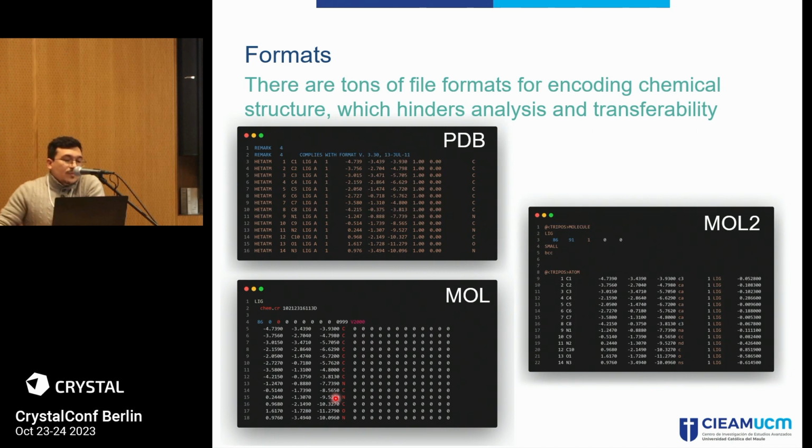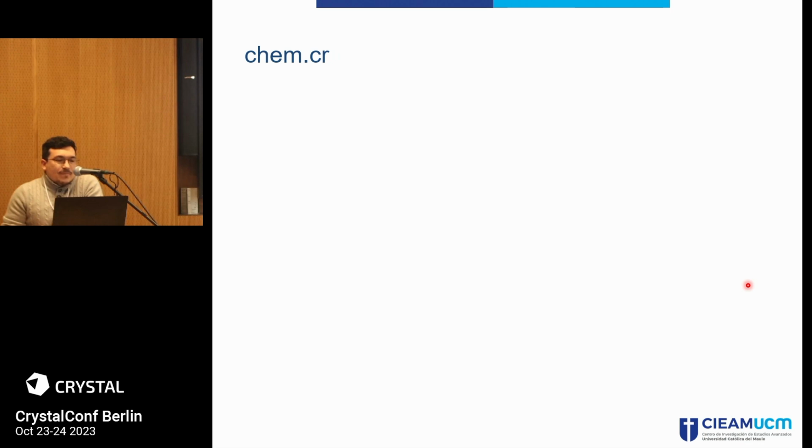And in mol2, you have also the coordinates, but other properties like partial charge. So when you read these files, you need to add some information to enrich this data to treat it and to use it with other specialized software. And that's why chem.cr was born.